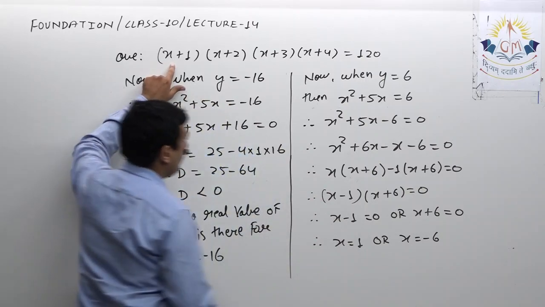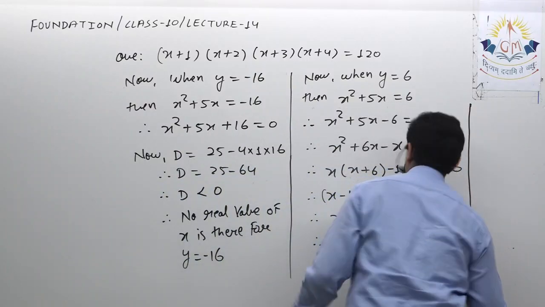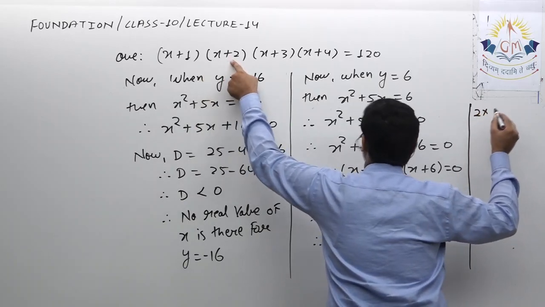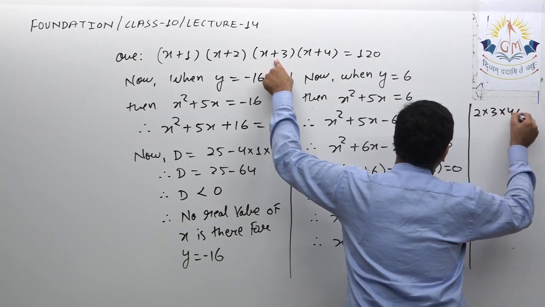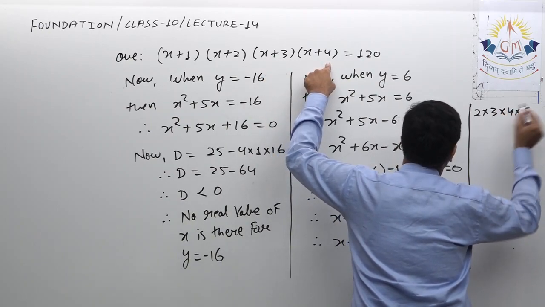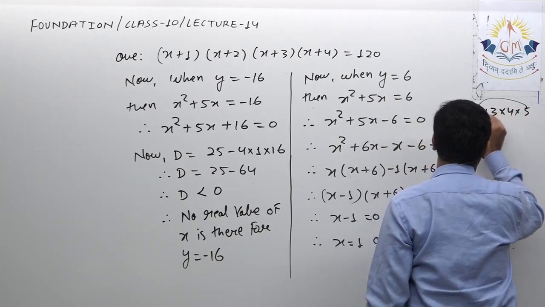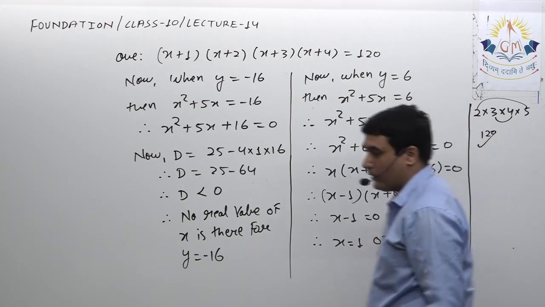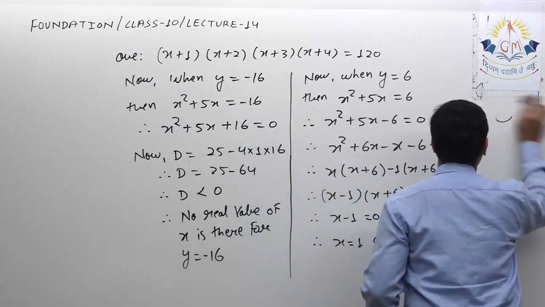If I put x equal to 1, I will check that orally. When I put x equal to 1, this will be 2, this will be 3, this will be 4, and this will be 5. Now the product of all these: 5 2s are 10, 4 3s are 12, 120. Yes, definitely x equal to 1 is one of the solutions of the given equation.